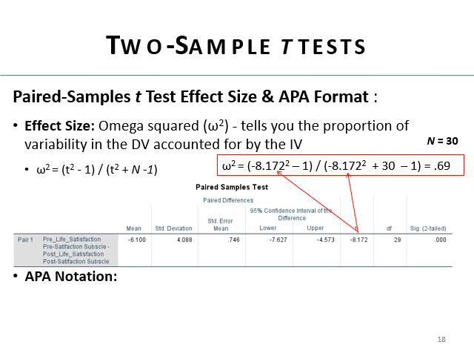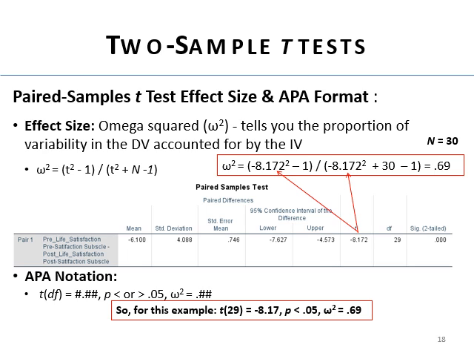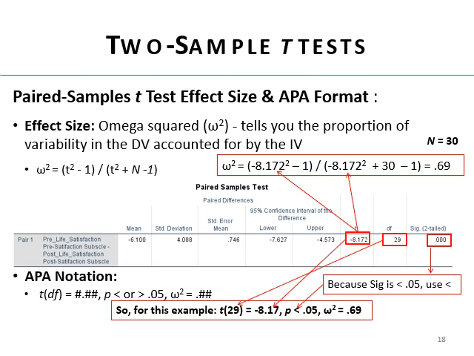In APA notation, it's the same as between independent samples T. There's the general format. We just fill in stuff. A T of 29 degrees of freedom is equal to negative 8.17. P was less than 0.05. And our omega squared was 0.69.